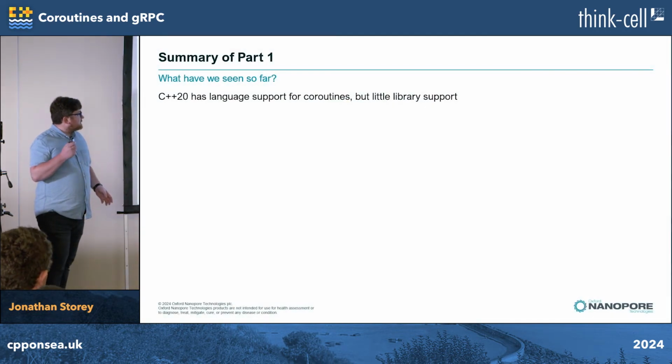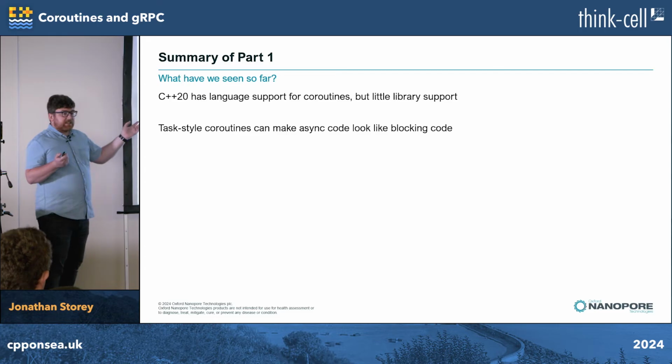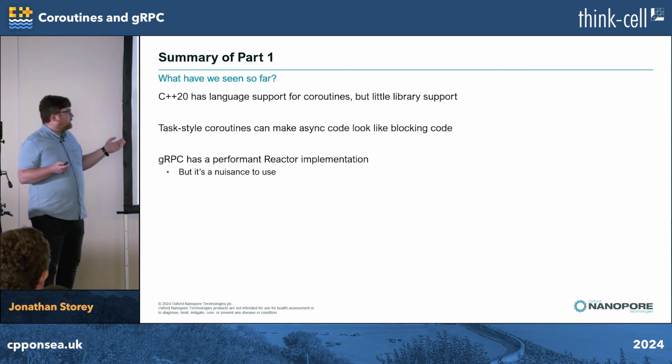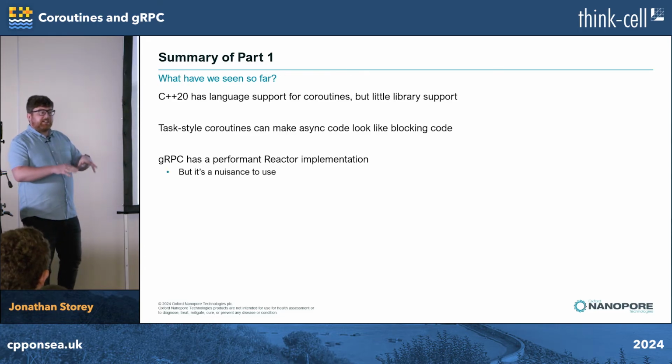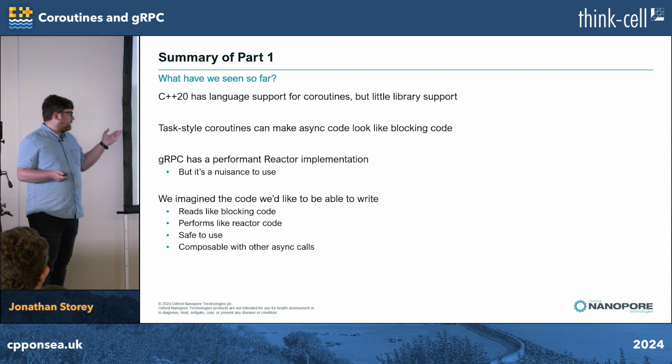So in summary, C++20 has language support for coroutines, but not much library support. Task-style coroutines can make async code look like blocking code. gRPC does have this nice performant reactor implementation, but we saw the code is not very nice. And we imagined the code we'd like to be able to write. It reads like blocking code, performs like reactor code, it's safe to use, and it's composable.